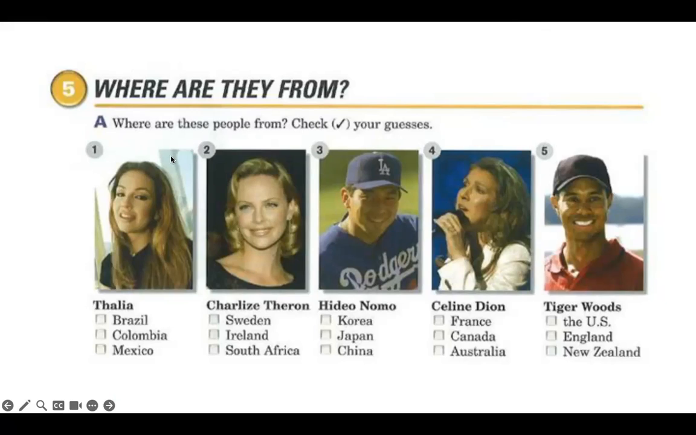Okay, where is she from? Talia, do you know? She's from Mexico. She is from Mexico. Awesome. Thank you. Okay, now let's move to the second one.